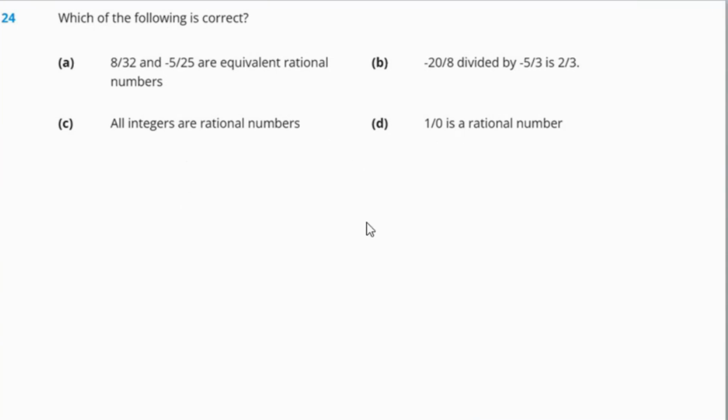Minus 20 by 8 divided by minus 5 by 3 is 2 by 3. When we divide it, it is not possible to get 2 by 3, because 8 and 3 have no common multiple that we can cut. So that is also wrong. All integers are rational numbers, that is absolutely true. So option C is going to be our correct answer.